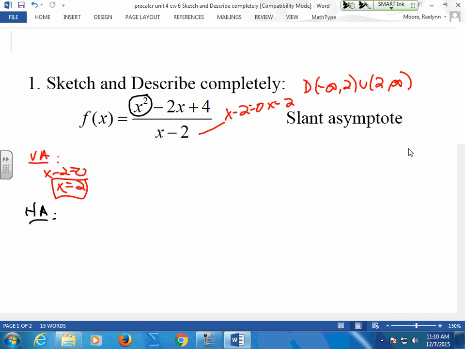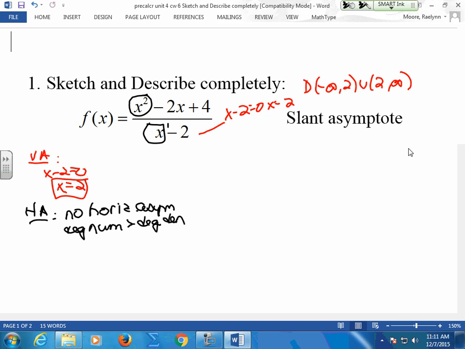Horizontal asymptote says, find me the highest exponent in the numerator, the highest exponent in the denominator, and compare them. If the one in the numerator is less than the one in the denominator, or equal to the one in the denominator, we don't have either one of those cases. If the one in the numerator is greater than the one in the denominator, that's our case, we have no horizontal asymptote. The degree in the numerator is greater than the degree in the denominator.